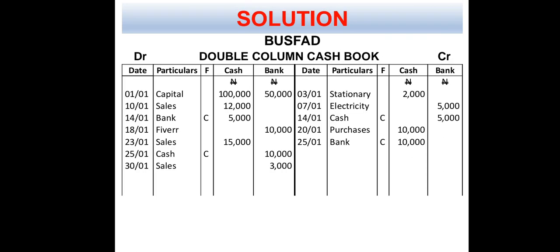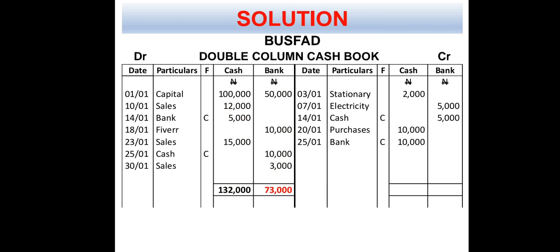So we go back to our cash book, we close our account. We close the cash column, we close the bank column, we go to the credit side, we close the account as well. So now let's add all the entries under the cash. We have 100,000, 12,000, 5,000, and 15,000. If we add everything together, it will give us 132,000 naira. So let's look at the bank. We have 50,000, 10,000, 10,000, and 3,000. If we add everything together, it will give us 73,000 naira.